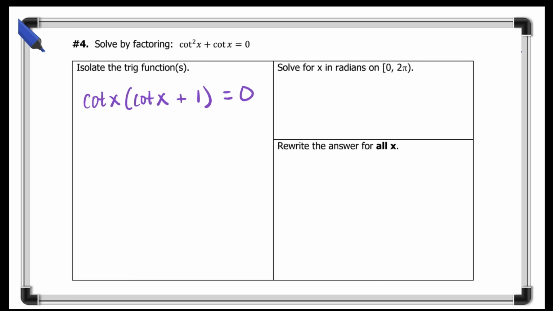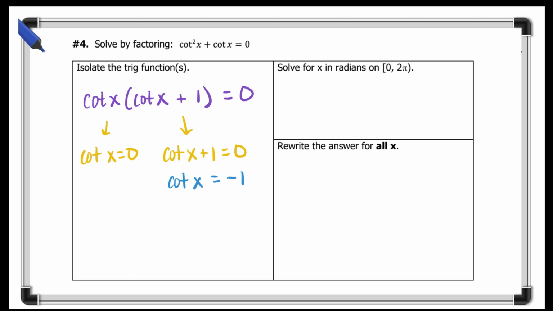Now, if this equals 0, I can set both of my factors equal to 0. This would give me two equations, and it's just like solving a factored quadratic, right? We have our two separate equations. What you will do is isolate that trig function. On this second equation, we are going to subtract 1 from both sides, so we have our two separate equations with our trig function isolated.